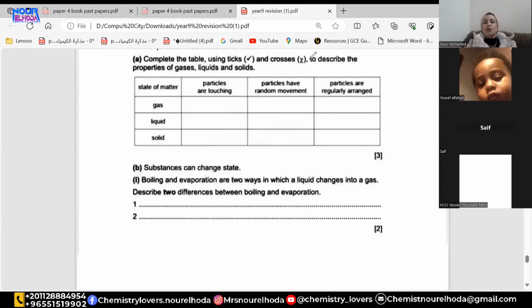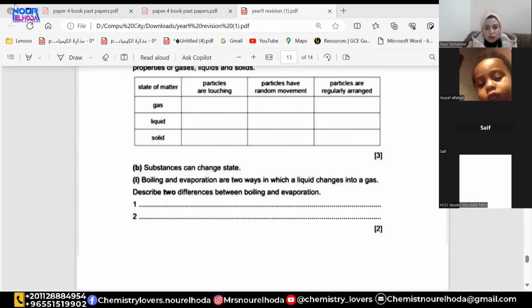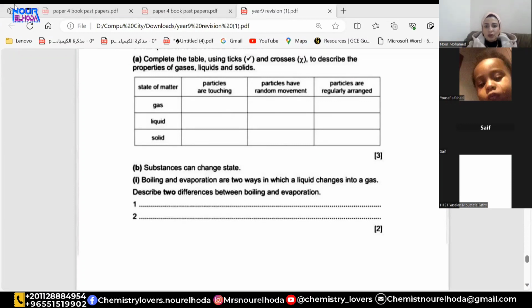Describe what's the difference between boiling and evaporation. I told you in the class before, like the boiling point, it happened at a specific temperature, at a certain temperature. So boiling happened at a certain temperature, but evaporation happened at any temperature. Boiling has bubbles. Okay? Yes, it works out through all the liquid.